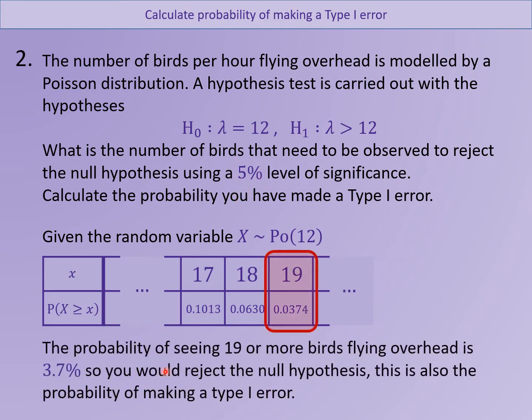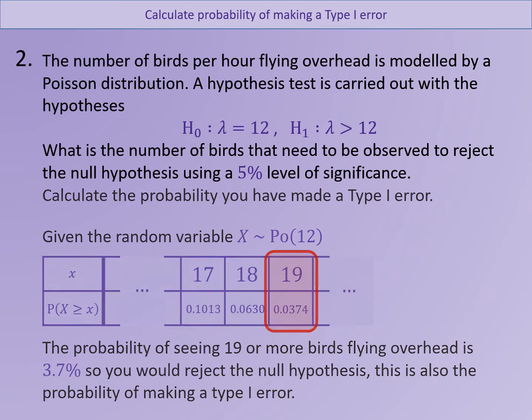So the probability of seeing 19 or more birds flying overhead is 3.7%. I would reject the null hypothesis there, but if it was in fact correct, I would have made a type 1 error, and the chance of that happening is about 3.7%. The smaller the significance, the less chance you would make a type 1 error. Okay, notice if it was 18, it's above the 5%, so therefore I would have accepted my null hypothesis of 12 in that case.